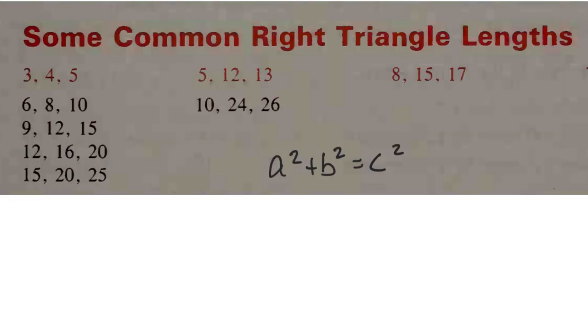So what we see also in this section is the Pythagorean triples. And that's what these are: 3, 4, 5, 5, 12, 13, and 8, 15, 17. These are the most common ones.